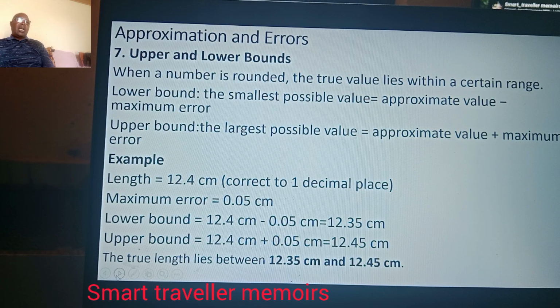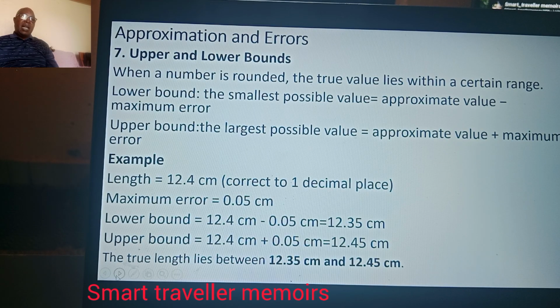We come now to another area on approximations, that is upper and lower bounds. When a number is rounded, the true value lies within a certain range. The lower bound of the range is the smallest possible value, which is equal to approximate value minus maximum error. And the upper bound, the largest possible value, is equal to approximate value plus maximum error.